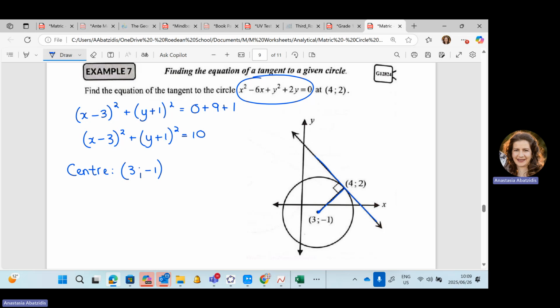Remember, when you want an equation of a straight line, you need a gradient and a point. Okay, so we need the gradient of this line. We've got the point. I need a gradient. How are we going to get the gradient? Where's the gradient going to come from? Okay, I need to work out this gradient first. So the gradient of the radius.